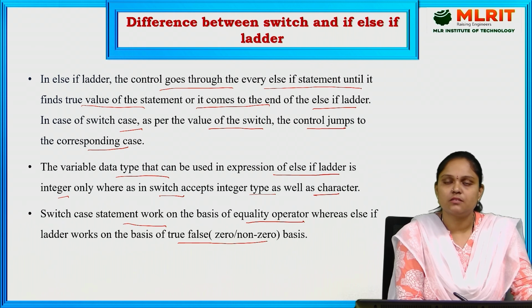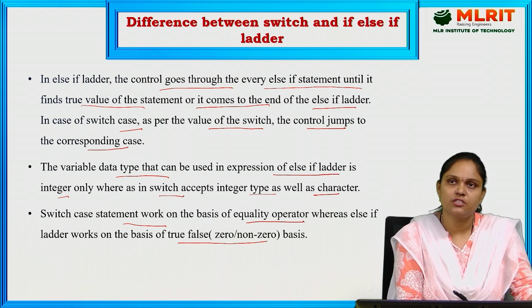If the condition is true, then the true block statement will get executed in the else if ladder. If the condition is false, it will go and check the next condition. This process continues until a condition is found true. Or else, if none of the conditions is true, it will come directly to the else block, and the else block statements will get executed.